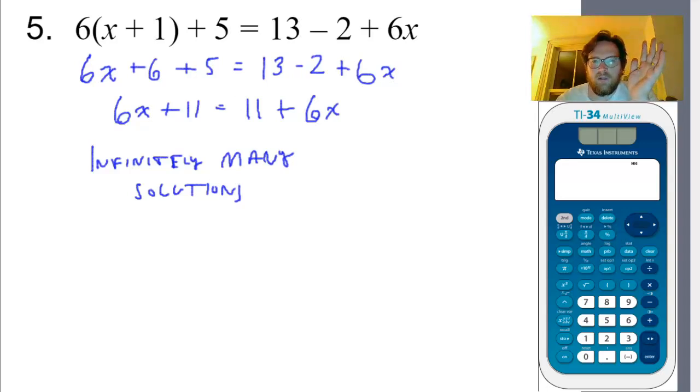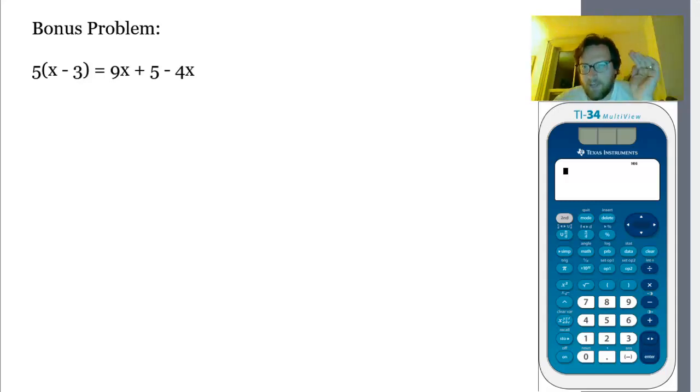Now, I just gave you too many problems in a row. There were infinitely many solutions, so don't go anywhere. We're going to do one more bonus problem that looks a little bit different. Finally, it's that moment you've all been waiting for. I know you've all been clamoring for more math problems, so here it is.